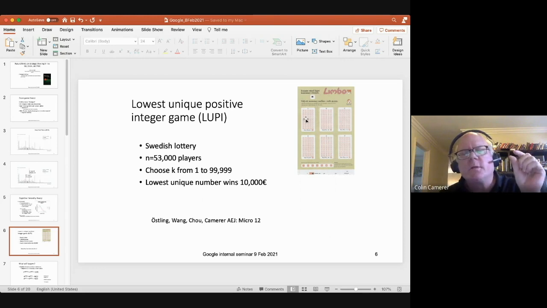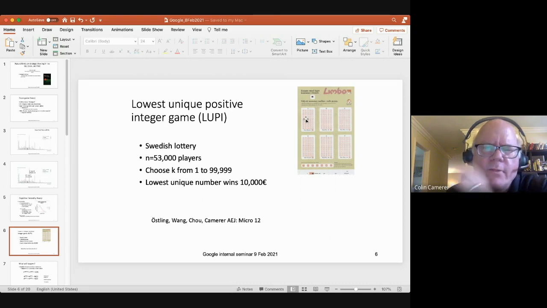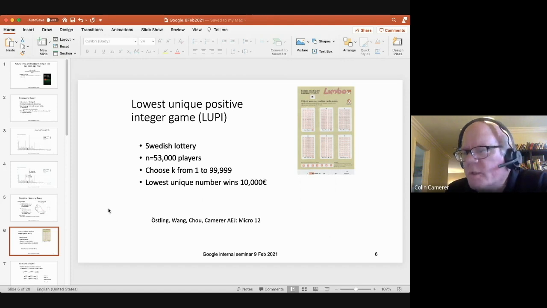And the game is very simple conceptually. The lowest number that's unique wins 10,000 euros. And then there's some additional prizes. But in the theory, we just focus on the main prize. So this is an interesting game because being low is pretty easy, like pick 1. Being unique is really hard. You have to think about what we call anti-salience, like what is it that no one would think of, knowing that everyone's trying to think of the unique thing.